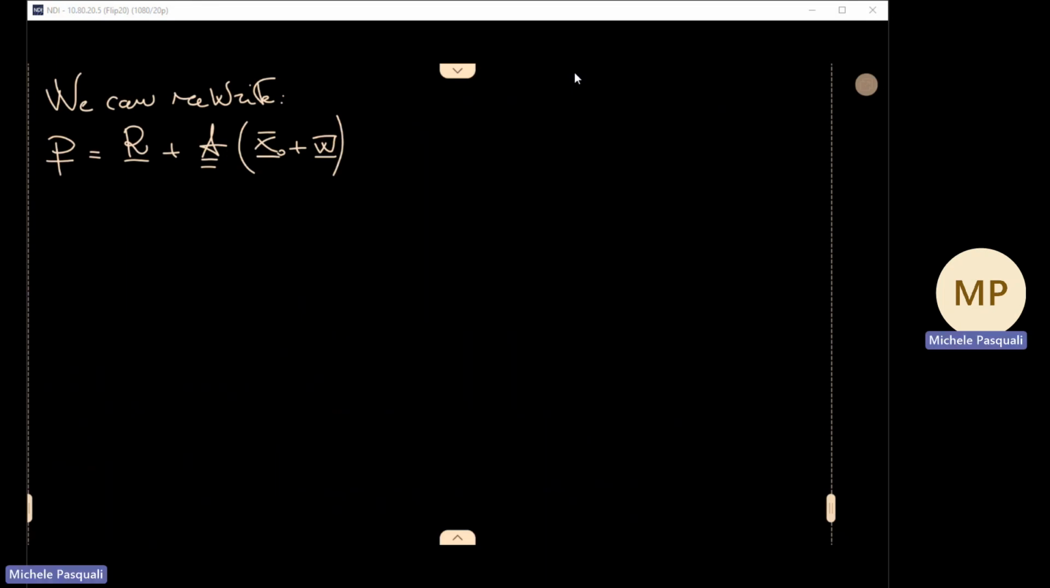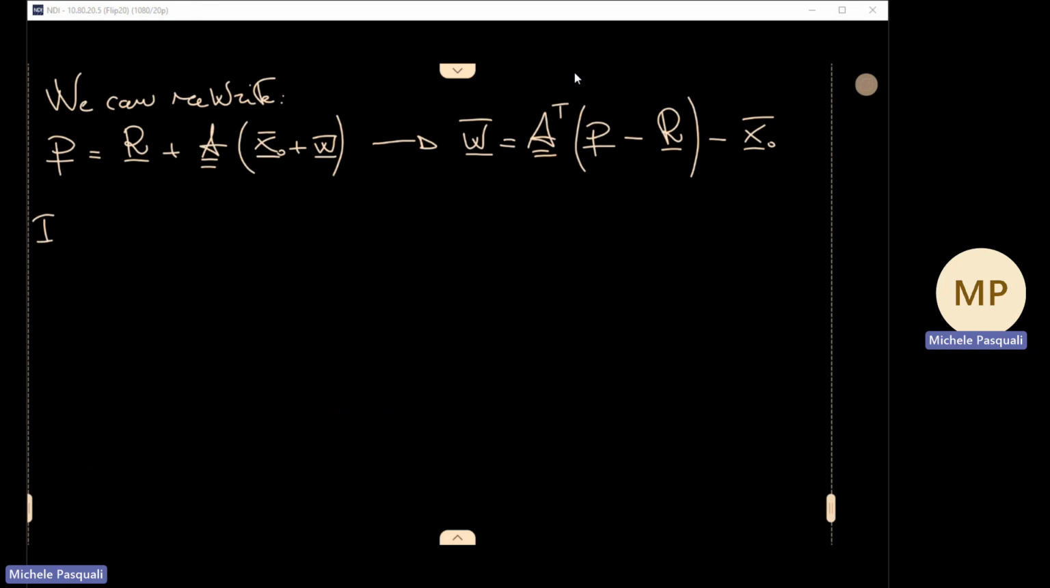Now, since we have to get our deformation, because we need the deformation to calculate the strain energy, we need W. So it means that W is A transposed, P minus R minus X0 over bar.